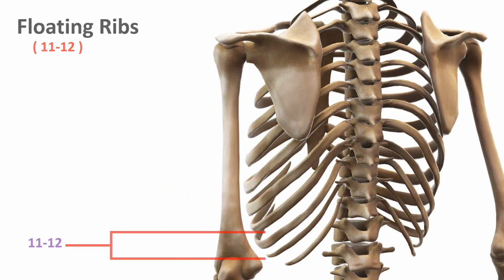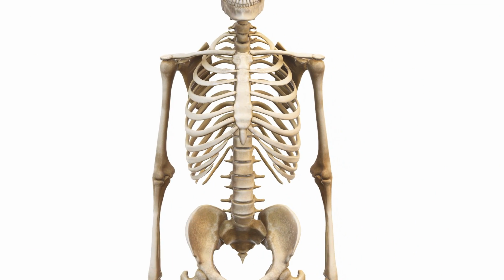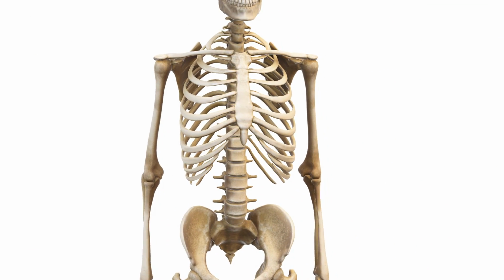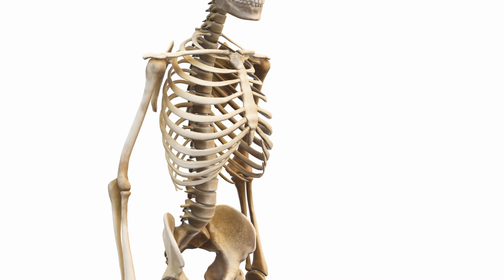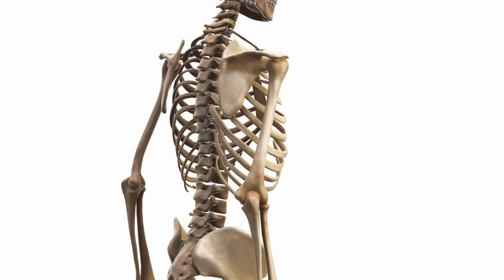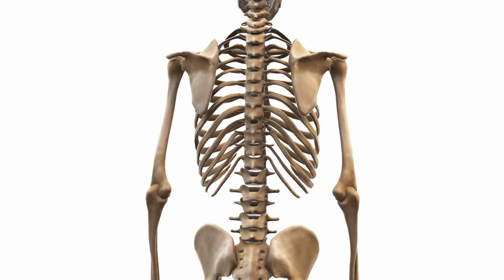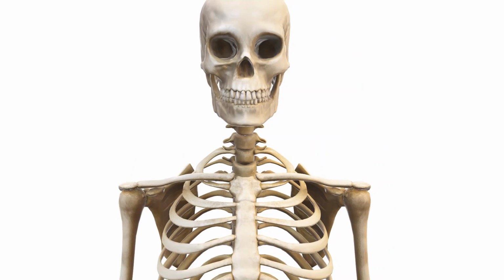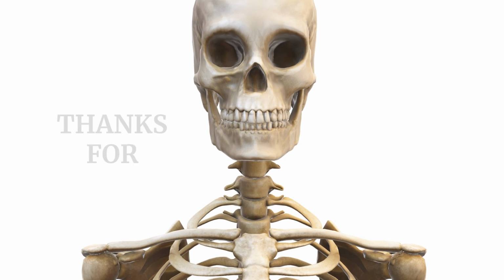The rib cage isn't just a shield, it's a dynamic structure that expands and contracts during breathing, aiding the lungs in inhalation and exhalation. Between the ribs lie intercostal muscles. These muscles play a crucial role in breathing and maintaining the stability of the rib cage. This is all about the human rib cage.